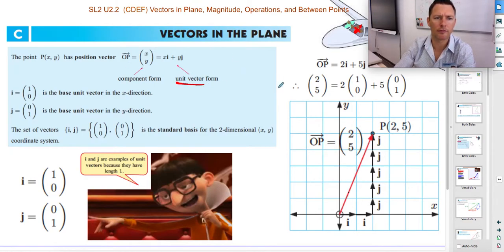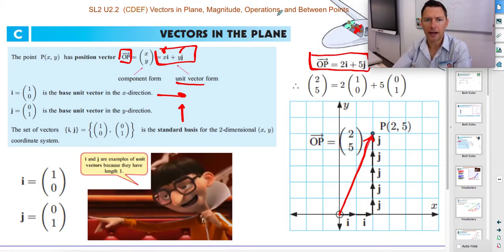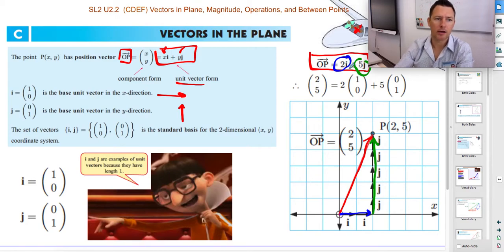One of them is this unit vector form, where you say, I have this many in the I direction, which is the X direction, and this many in the J direction, which is the Y direction. So one way to represent a vector is with this equation format. You could express this vector OP, from here to here, like this: 2 units in the I direction, which means 2 units horizontally, and then 5 units in the J direction, so 5 here. This is one way, with an equation format, to express this vector OP. Another way to express it is in terms of unit vectors.